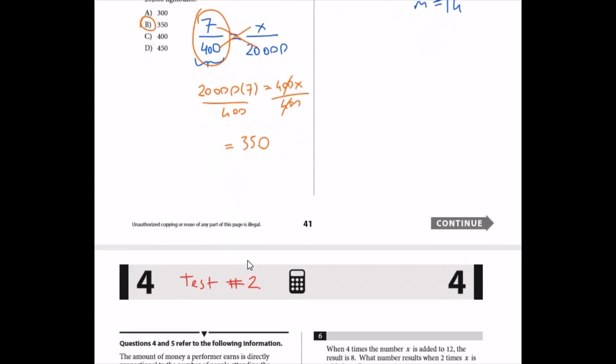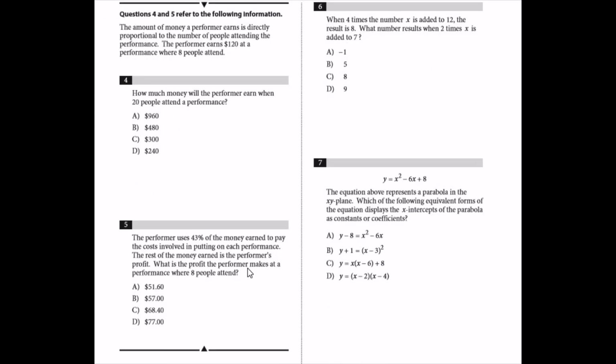Question number 4. The amount of money a performer earns is directly proportional to the number of people attending the performance. The performer earns $120 at the performance where 8 people attended. How much money will the performer earn when 20 people attend a performance?